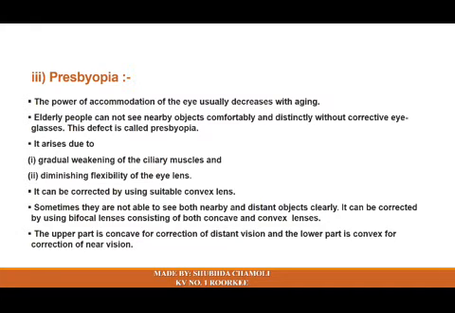So what do we mean by bifocal lenses? Bifocal lenses consist of both concave and convex lens. The upper part is concave for correction of distant vision and the lower part is convex for correction of the near vision.